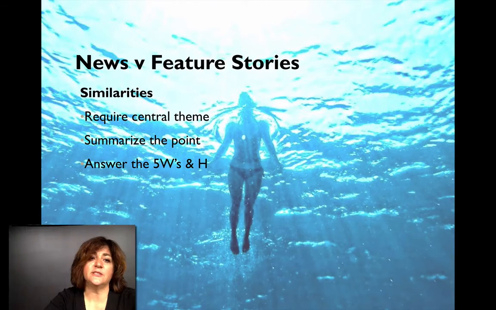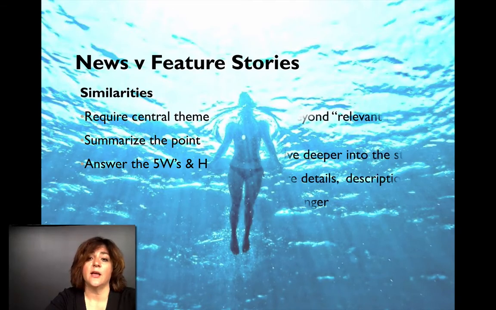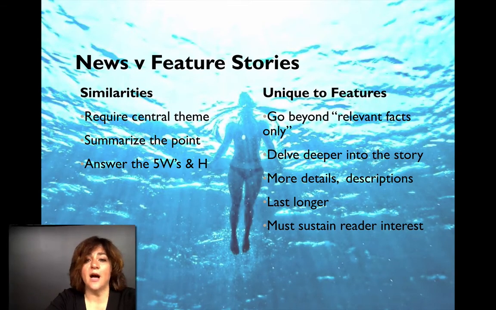So the differences, let's look at the similarities first. They require a central theme, so we still have to have a who, what, why, when, where, and how. That paragraph's just in a different place now. They summarize the main point of the story. But the difference is we're going to go beyond those relevant facts only. We're going to delve deeper into this story. We're going to get more descriptions. A lot of times these feature stories will be longer. People are more committed to reading them, and so they have to sustain the reader's interest throughout.